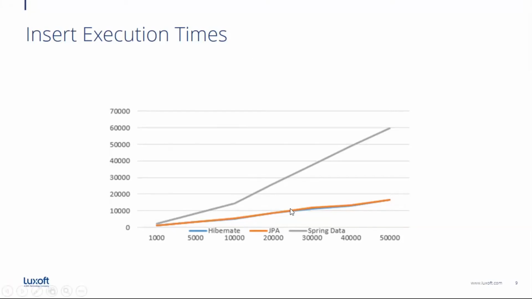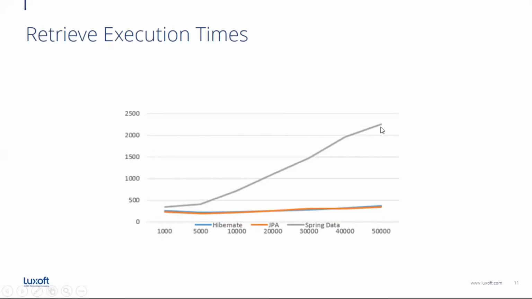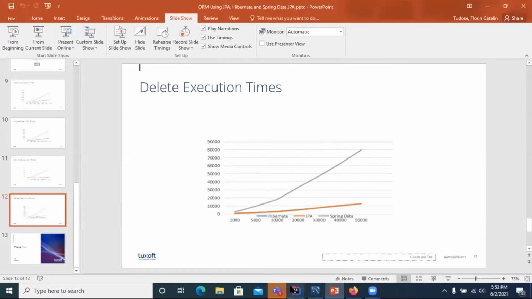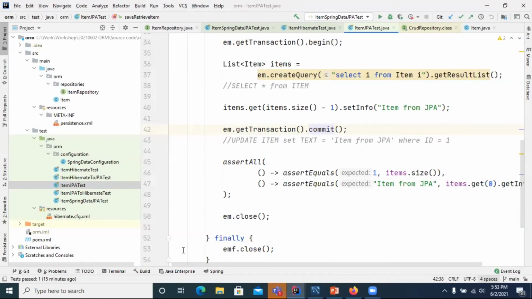You see that Hibernate and JPA, the graphics are practically overlapping, while Spring Data JPA is a very steep curve. The same for update, same for retrieve execution, same for delete execution time. So we have to be aware of these costs. If you ask, okay, should I use Spring Data JPA? I would say in most cases, you should consider using Spring Data JPA.